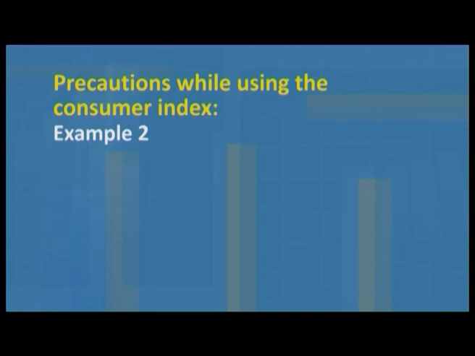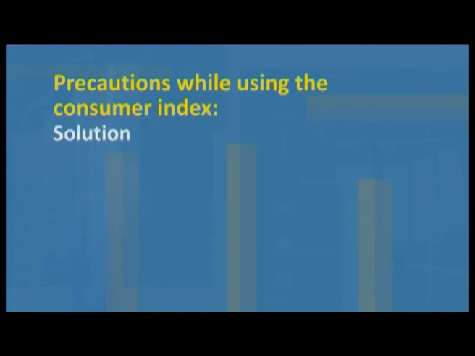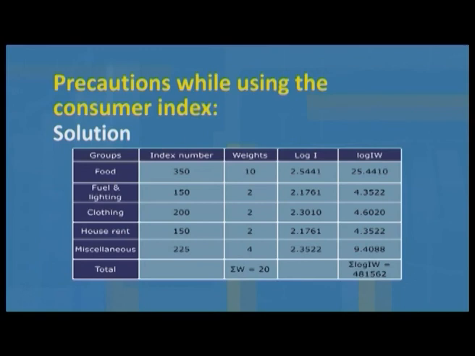Example 2. Calculate the cost of living index using the weighted geometric mean. Solution. Let us prepare the table for getting various values. In column 1, we represent the groups. The second column is the values of the index numbers 350, 150, 200, 150, and 225. The third column is the weights 10, 2, 2, 2 and 4.